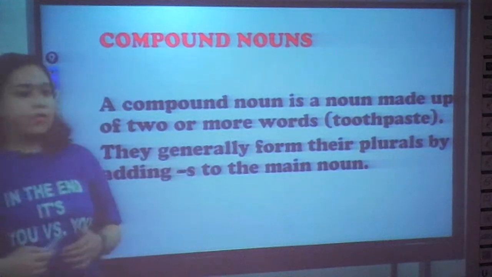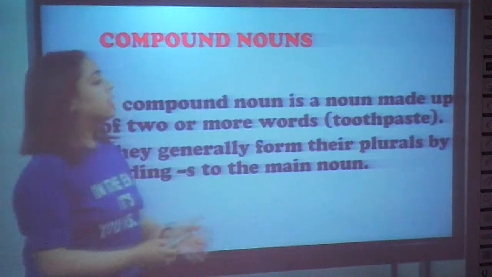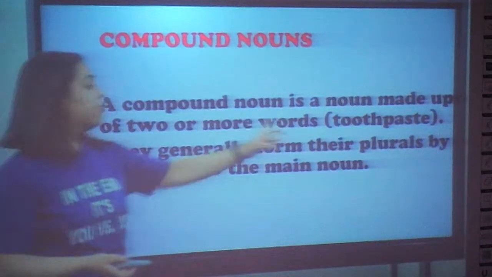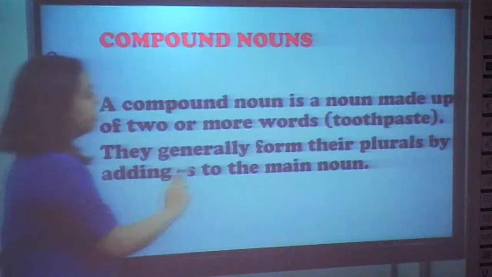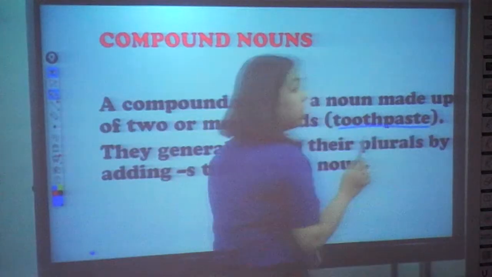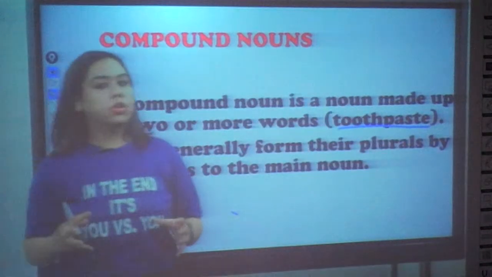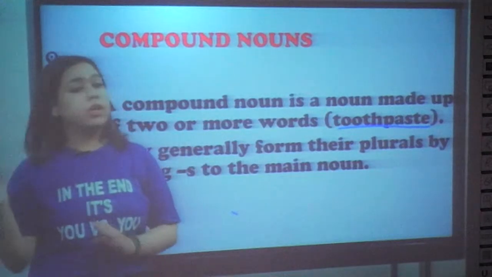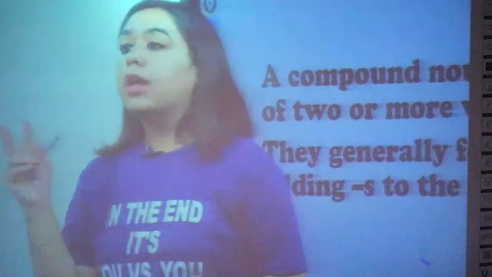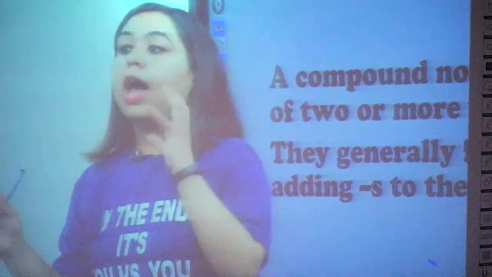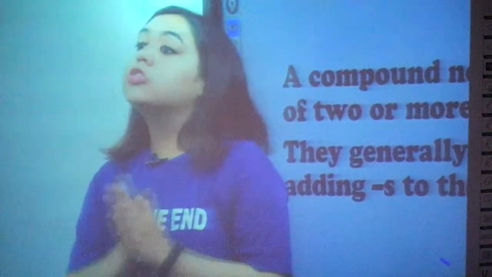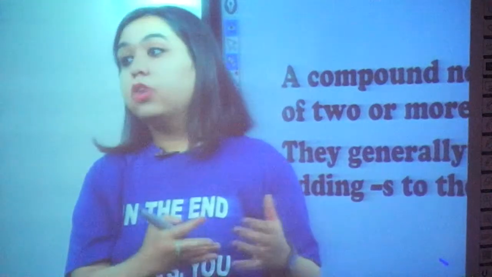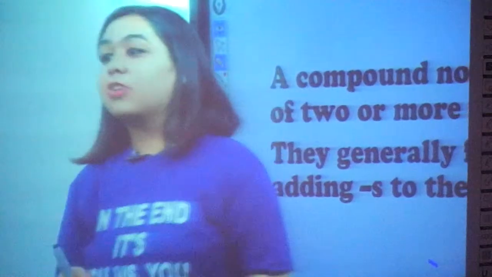Okay, let's read the definition. A compound noun is a noun made up of two or more words. I've given an example, that is toothpaste. If you come to think about it, tooth is separately different, paste is different, but when I combine these two words, tooth and paste, it becomes one word which has a totally different meaning than their actual meanings. Toothpaste, that we use in the morning to brush our teeth.